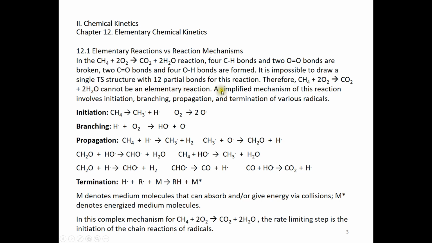We can look at the simplified mechanism of this reaction. It involves not only multiple steps, but also multiple stages. The first stage is initiation. We can produce some radicals, such as the methyl radical, hydrogen radical, and oxygen radical. In this initiation stage, a lot of energy is required to overcome the barrier, because here we're breaking a carbon-hydrogen bond, and here we are breaking the oxygen double bond.